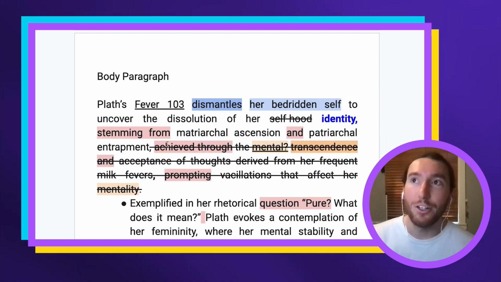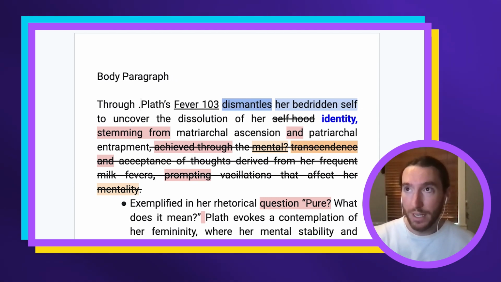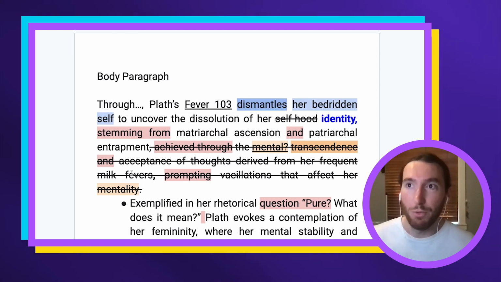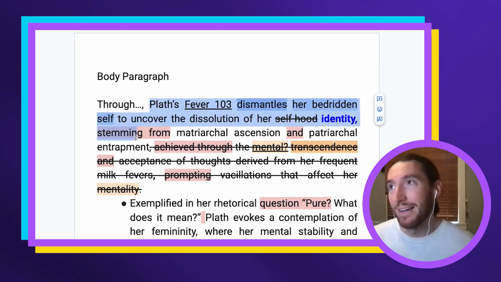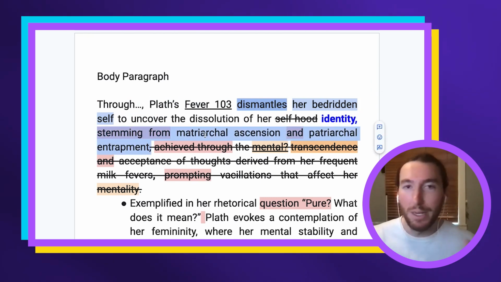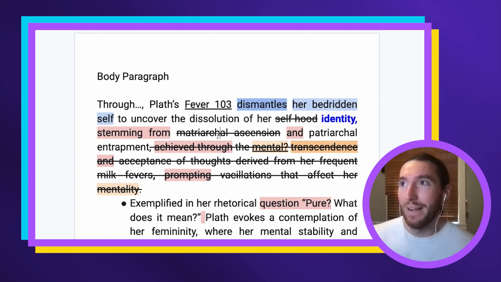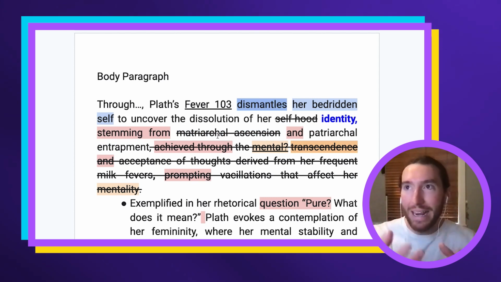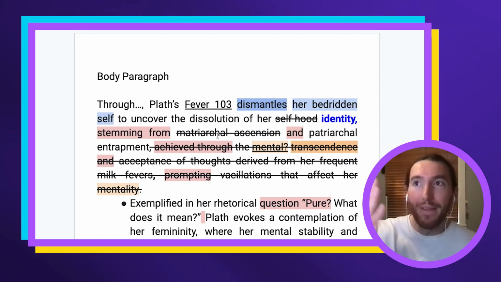And if you want to talk about how she does something, you might want to say through some kind of stylistic element, something about how she's written her poetry, or something about how she writes about these frequent milk fevers as a metonym or a symbol for something else, a broader symbol as a key symbol or metaphor. You can say through that, Plath does this, and you would again have that second comma here and then say stemming from patriarchal entrapment. But you might want to be a little bit more specific about that again and eliminate matriarchal ascension, right? These terms that only have one or two words are just inherently vague. So try and break down one of those a little bit further and then end the sentence there.